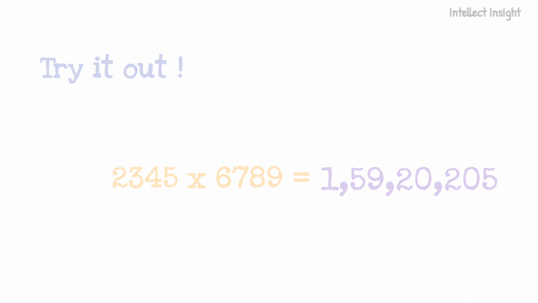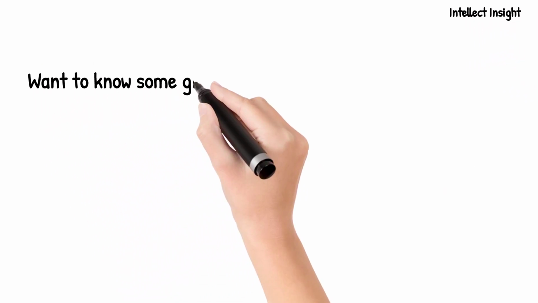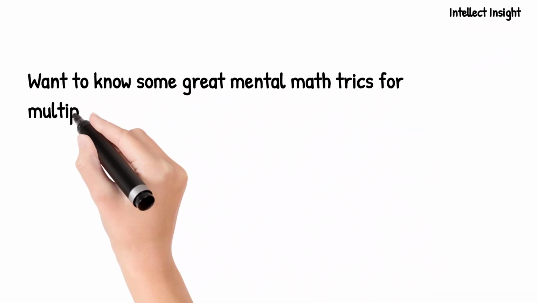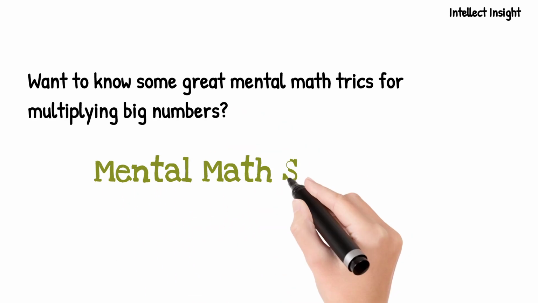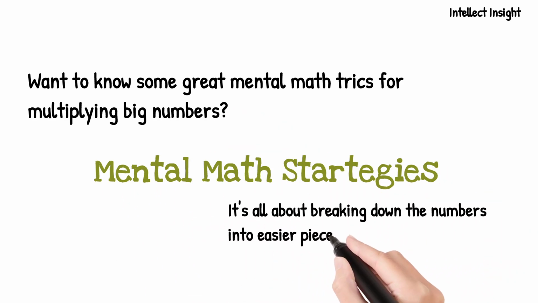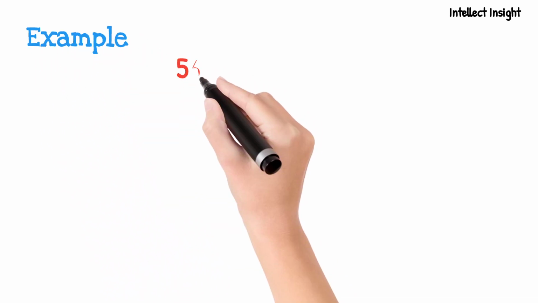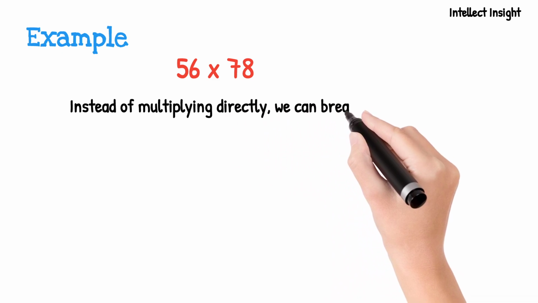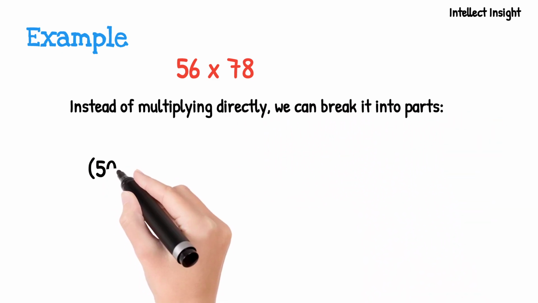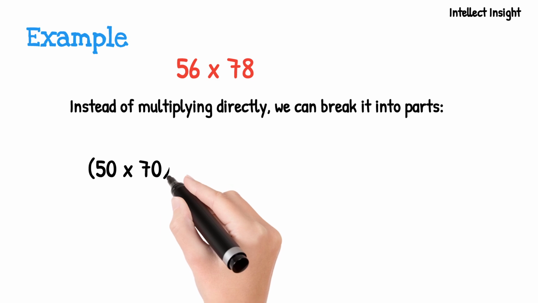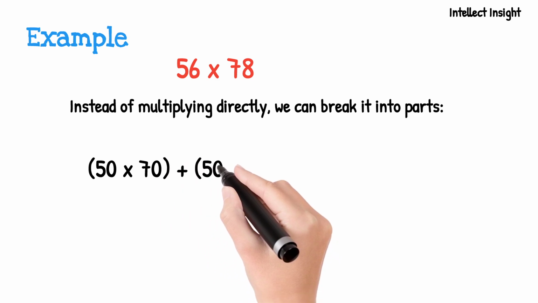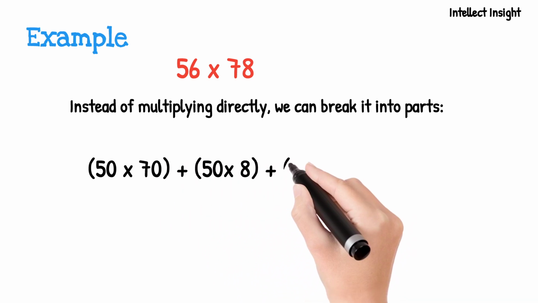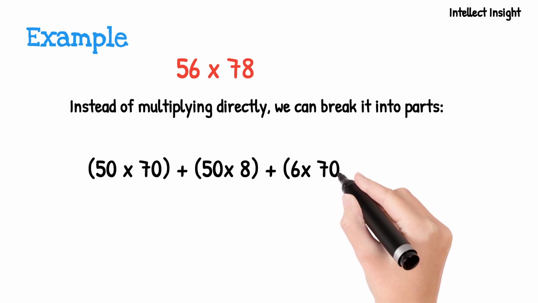Want to know some great mental math tricks for multiplying big numbers? It's all about breaking down the numbers into easier pieces. Let's say you need to multiply 56 by 78. Instead of multiplying directly, we can break it into parts: 50 cross 70 plus 50 cross 8 plus 6 cross 70 plus 6 cross 8.